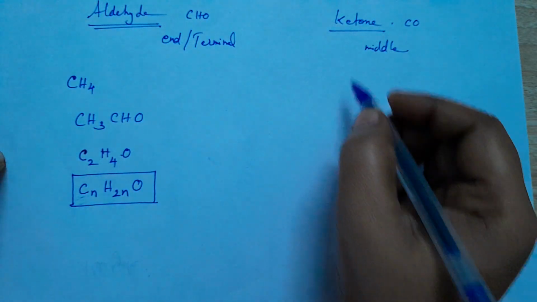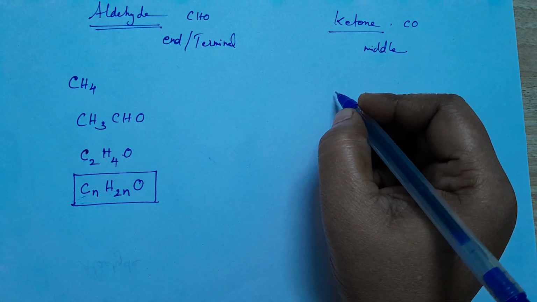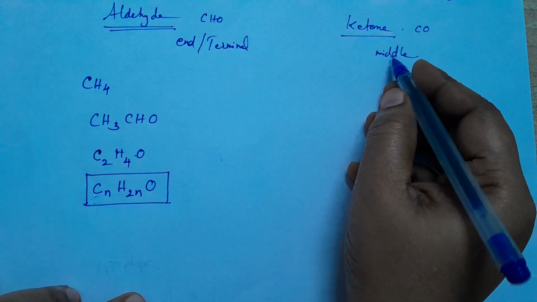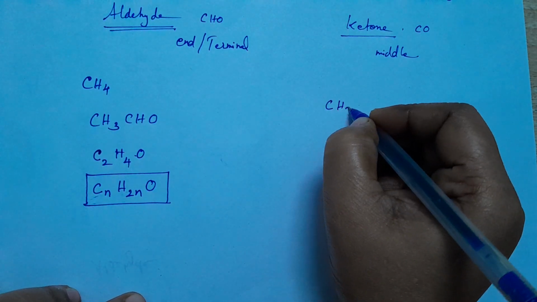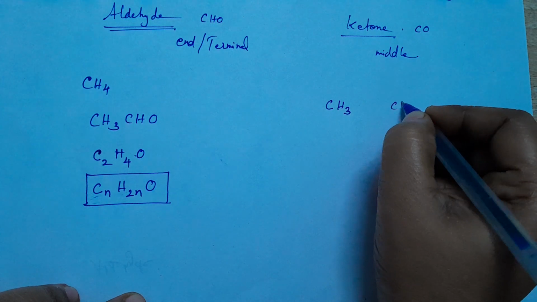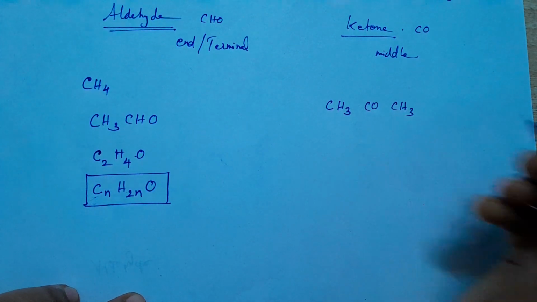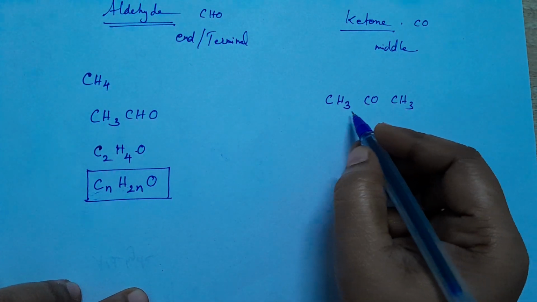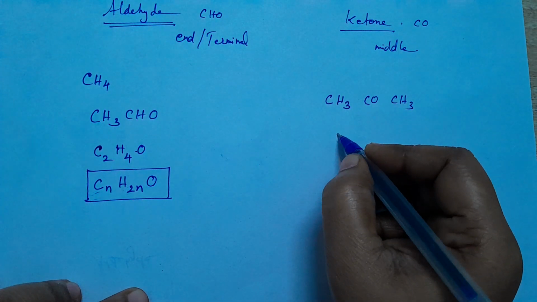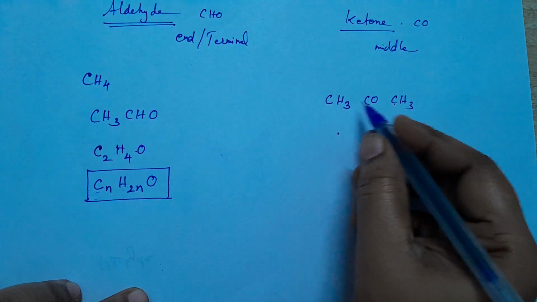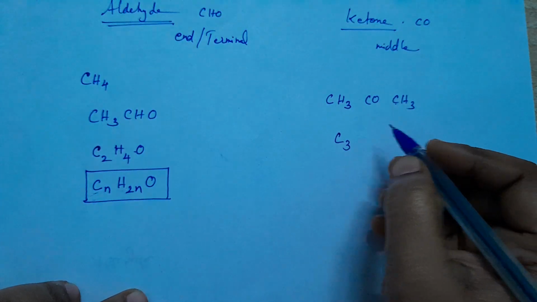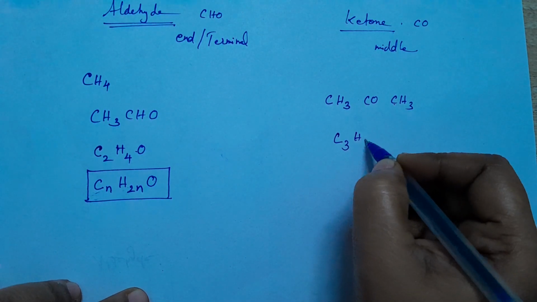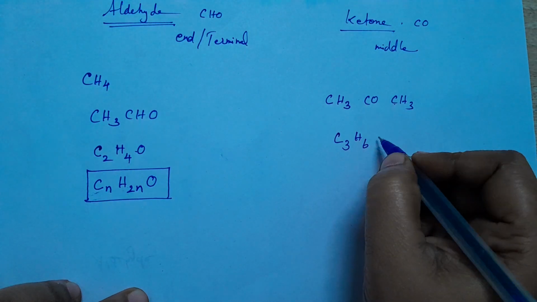So what about this ketone? The simplest form of the ketone starts with 3 carbon atoms. That means it is always present in the middle, so you will have alkyl groups at the ends. CH3, CH3, CO in the middle. How many carbon atoms are there? 3 carbon: 1, 2, 3. C3. How many hydrogen? Here 3 plus 3, 6. H6 and 1 oxygen atom, right?